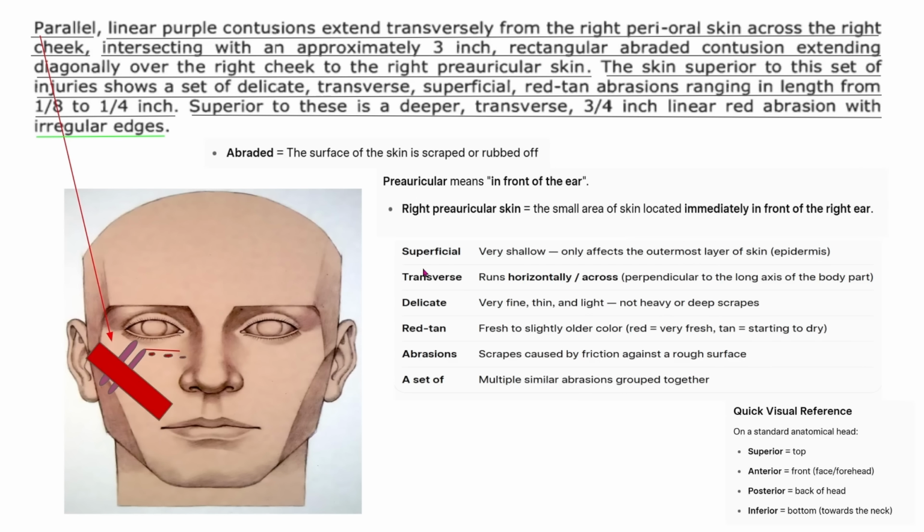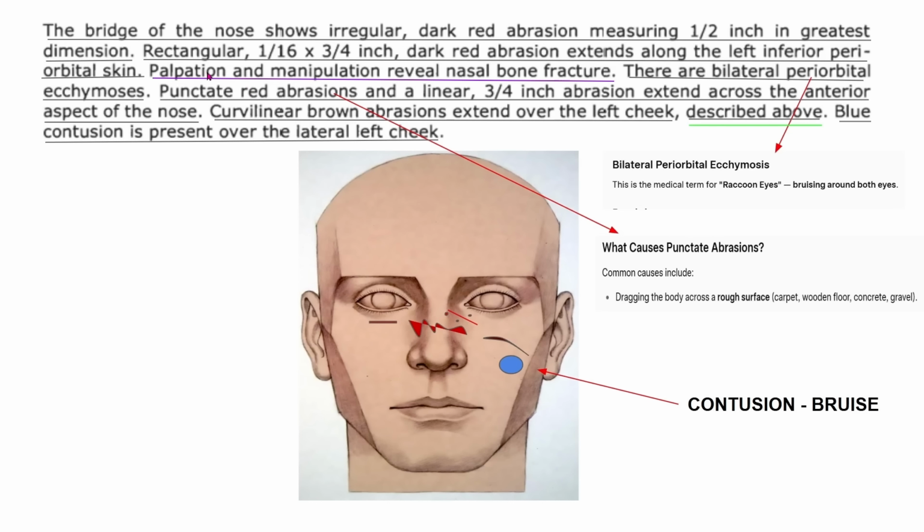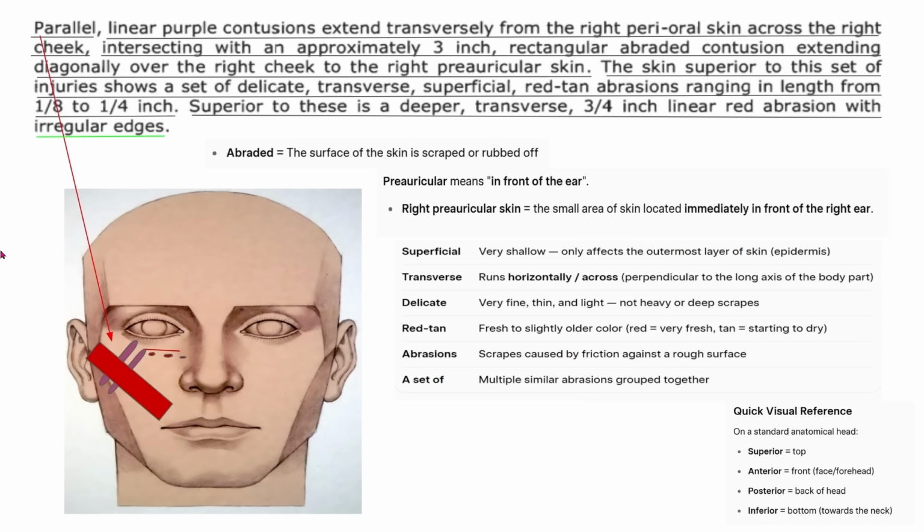Punctate. Where's it at? Delicate superior set of. Okay, here we go. Punctate red abrasions, dragging the body across a rough surface. So punctate means that they're not in any type of form.